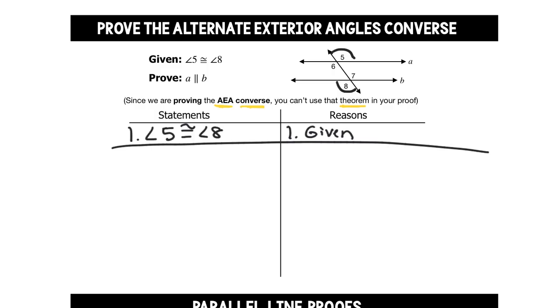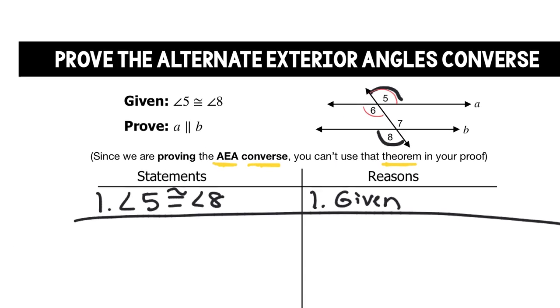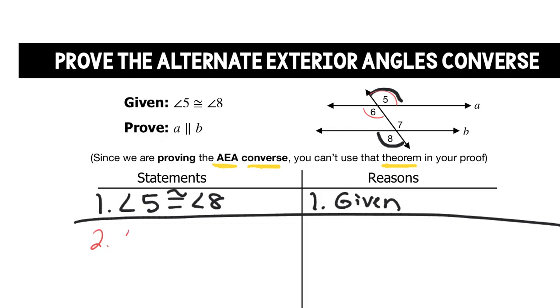Notice how they're alternate exterior angles, right? We're trying to prove the alternate exterior angle converse, so that's why we can't use that as a reason over here. Just like before, angle 5 is congruent to angle 8 is not a clue. So we're stuck, and when we're stuck, we look in our proof. Do you see how we have vertical angles? So I can use the fact that 5 is congruent to 6, using the vertical angle theorem. There's no vertical angle converse, just so you know.